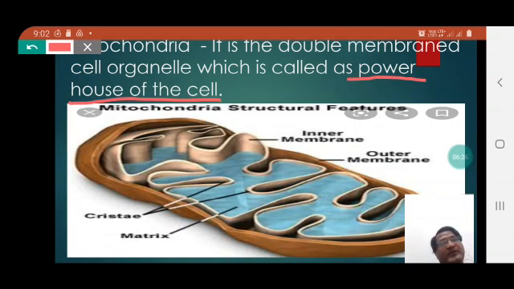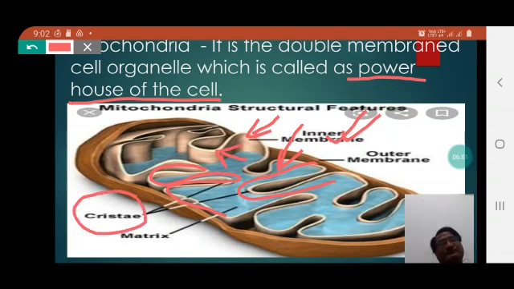Students, now if you will concentrate, you can find the inner membrane of the mitochondria forms finger-like projection. You can see here, this is the finger-like projection formed by the inner membrane. This is the inner membrane, students, and this inner membrane is forming the finger-like projection. So this finger-like projection is called as the cristae. Students, apart from cristae, you can also find semi-jelly-like fluid substance which remains present inside the mitochondria, which is called as matrix.